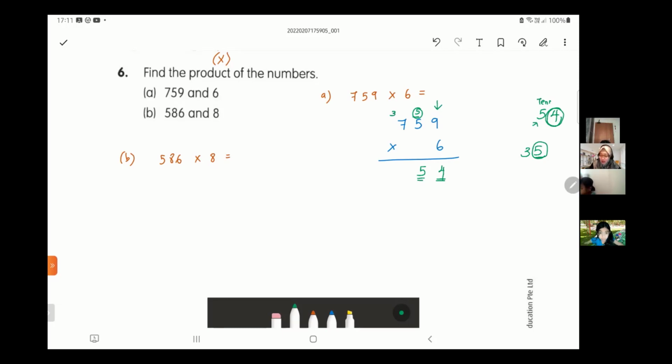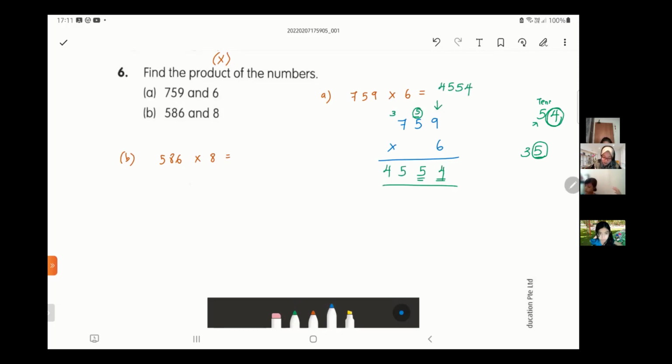Okay. Then 7 times 6 is 42. 42 plus 3 is 45. When there's no more number to go up, you just put down like this. Okay. So it is 4,554. Answer. Next one.